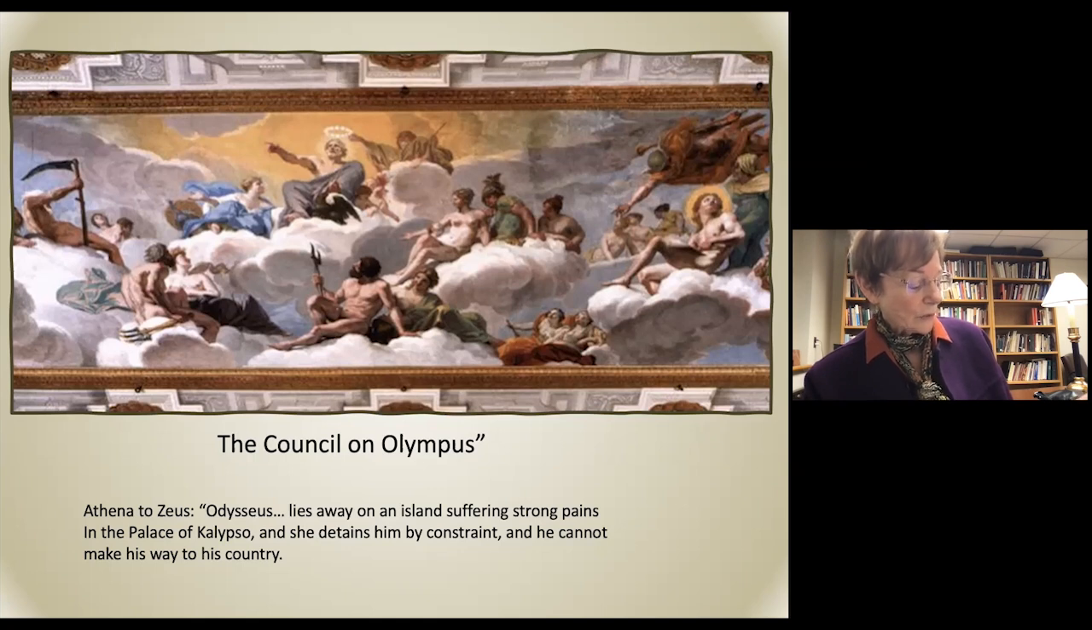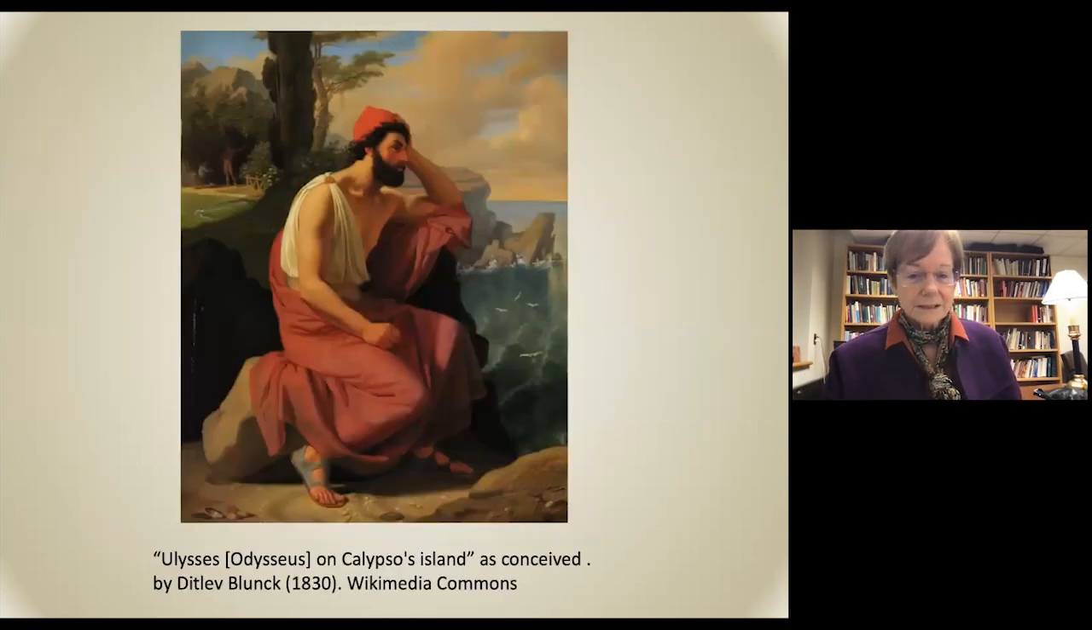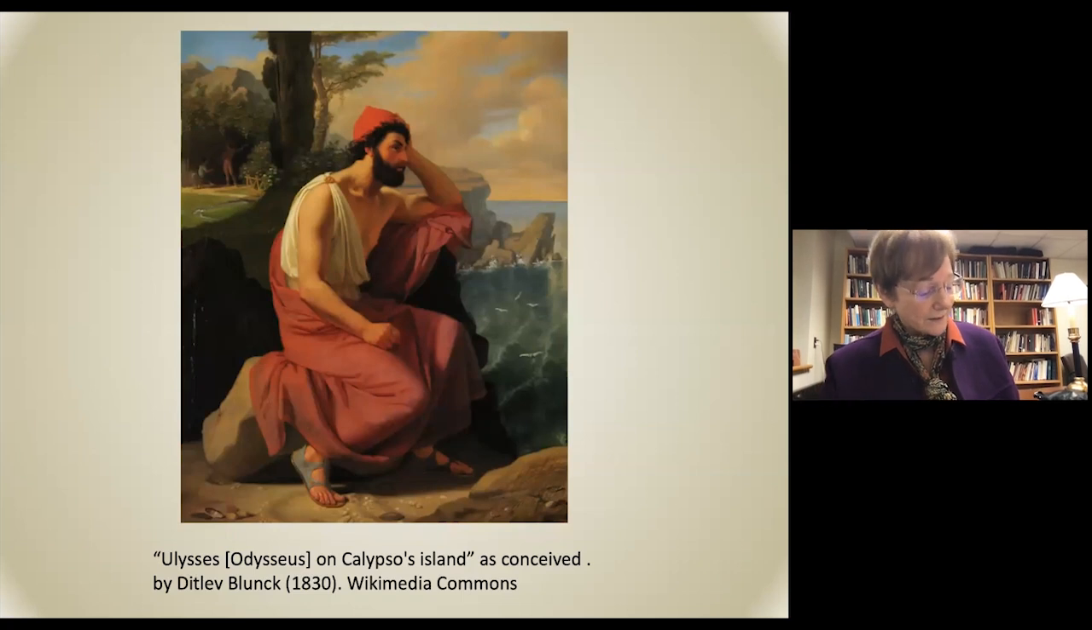Athena knows Poseidon won't be around to argue against her. That's the story in short. And she tells Zeus that it's time to bring Odysseus home. So here's one image of Odysseus, one artist's rendering, an imaginative view of what Odysseus looked like, pretty much in what looks like Roman clothing here, weeping by the shore on Calypso's island.